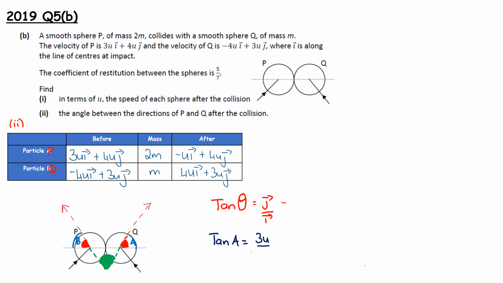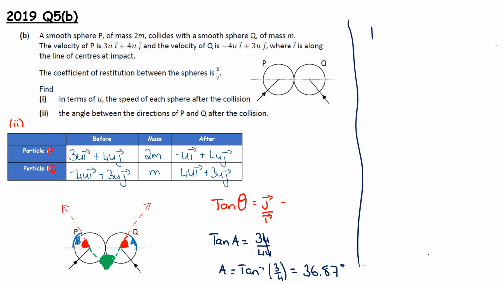So that's 3u all over 4u, so the u's cancel. So A is going to be tan inverse of 3 over 4. And we want to make sure when you're putting that into the calculator that you're working in degrees. And rounding that to 2 decimal places, 36.87 degrees. We also then want to work out tan of the second angle, which is B.